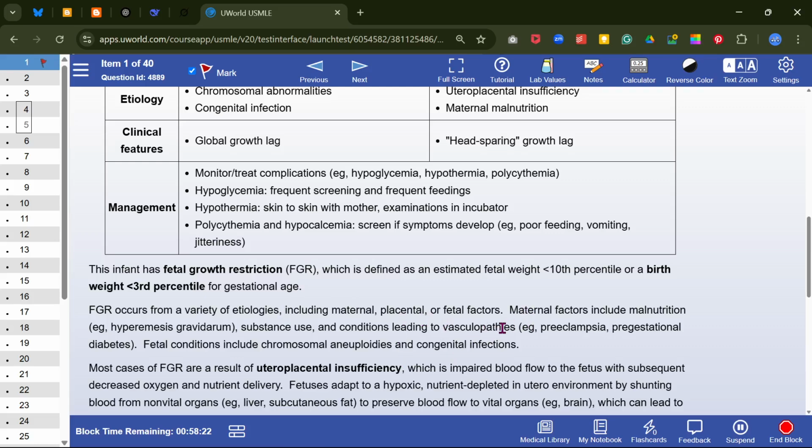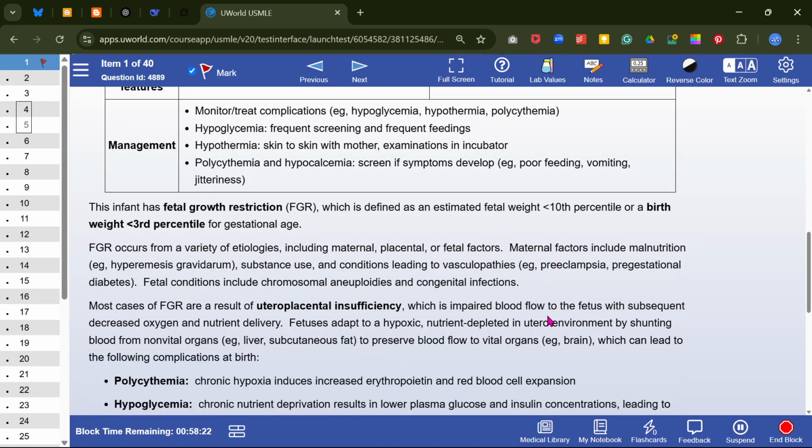Maternal factors include malnutrition, hyperemesis gravidarum, substance use, and conditions leading to vasculopathies, preeclampsia, pregestational diabetes. Fetal conditions include chromosomal aneuploidy and congenital infections. Most cases of fetal growth restriction are a result of uteroplacental insufficiency, which is impaired blood flow to the fetus with subsequent decreased oxygen and nutrient delivery.